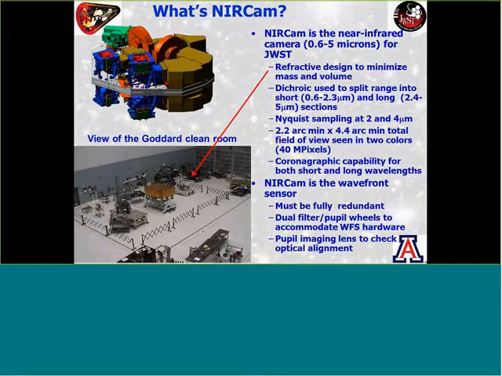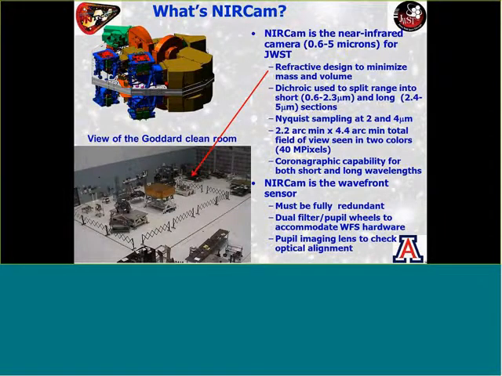NIRCam employs a dichroic, again a commonality with IRAC, so you can observe the sky at 2 wavelengths at once, which helps improve survey efficiency, and also makes for better Nyquist sampling because we can have different pixel scales for the short wavelength arm and the long wavelength arm. And see also that we have coronagraphic capability for both short and long wavelengths. And I'll go over some of the issues with how you use that coronagraph.